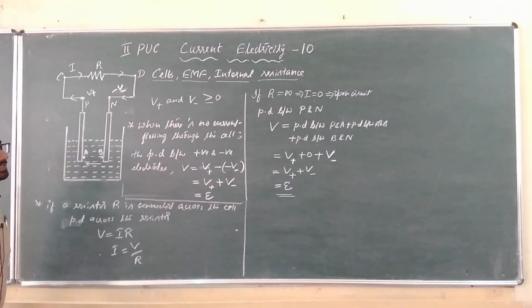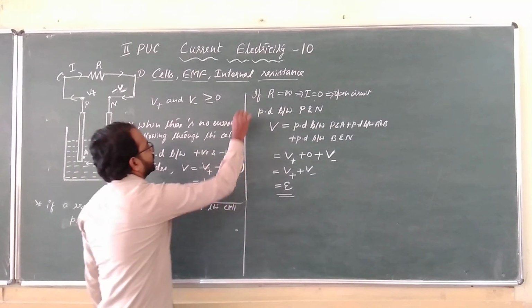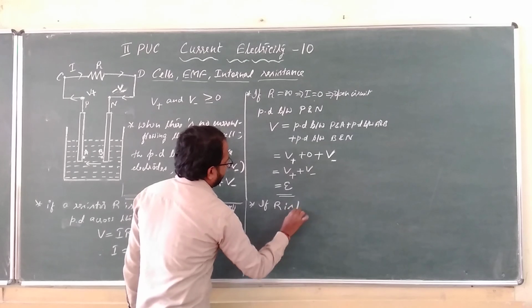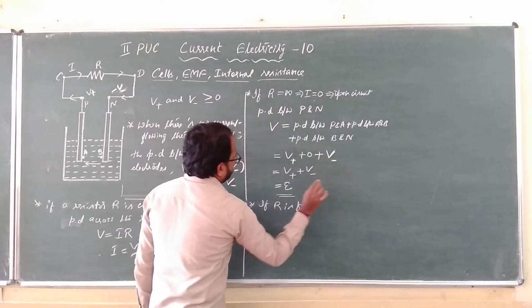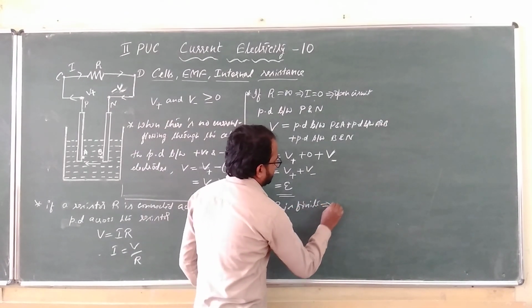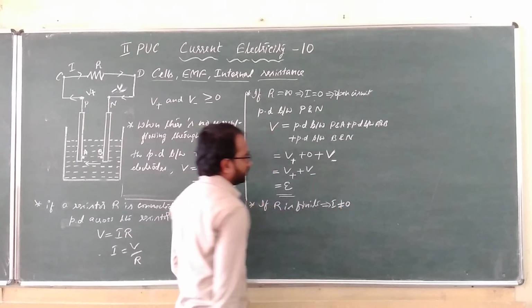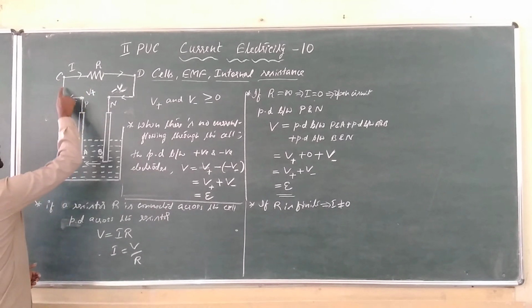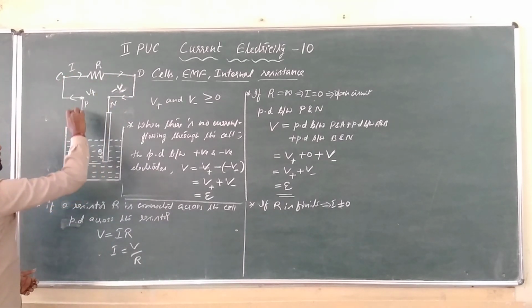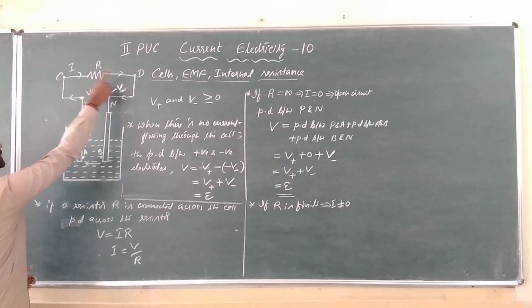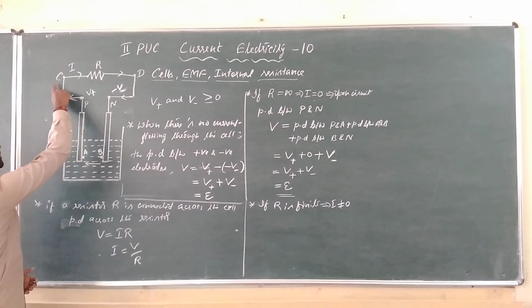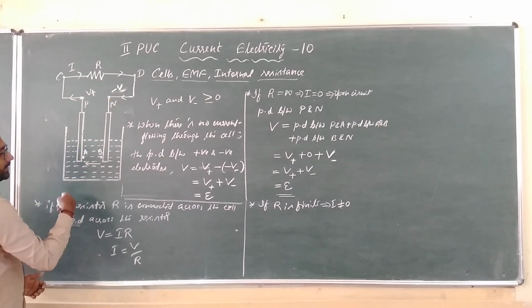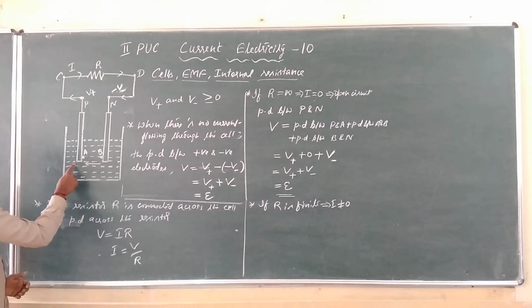Okay, now if R is not infinity, so if R is some finite value, then I has some finite value, I is not 0. Then if R is finite, current flows from C to D, from P to N through CD, through the resistor, from C to D in this particular direction. But what about inside the cell, what about the current flow? It is from N to P.